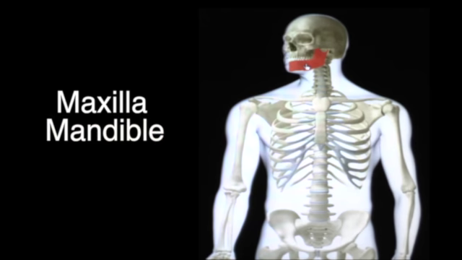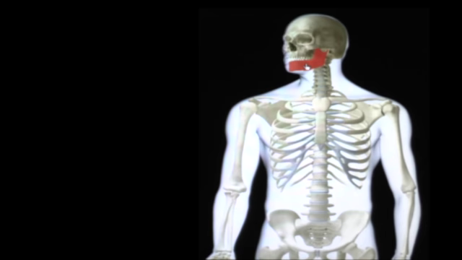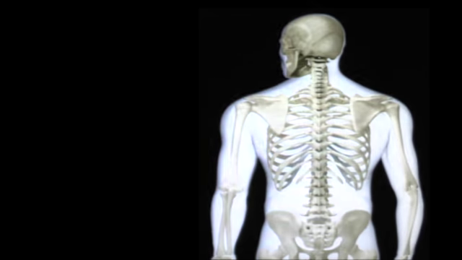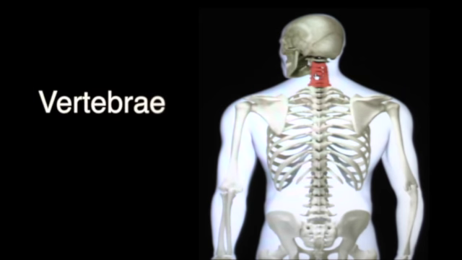Obviously these are very similar sounding words, maxilla and mandible, and one good way to remember which is that you dribble out of the mandible. If we turn the skeleton round to the back, we'll look at the bones of the spine. 24 bones in all, and these bones are called vertebrae.